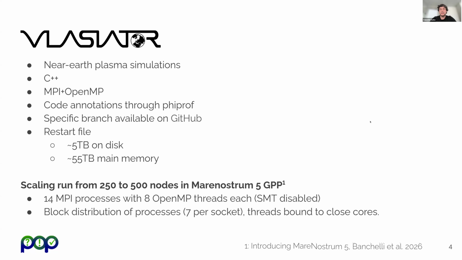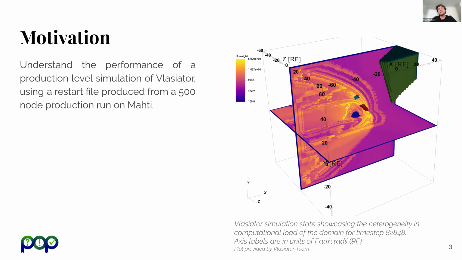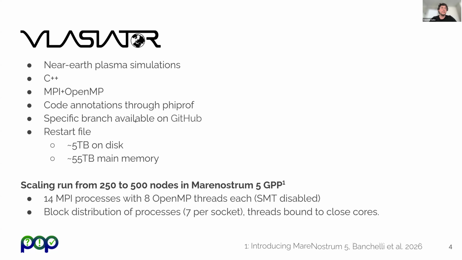For this restart file, this basically is a simulation they did on Mahti of a production run, and the idea was to analyze what we can see with the BSC tools, or as a POP CoE, where they could improve performance. So we basically collaborated. They shared with us the 5 terabyte restart file from this production run, where the simulation is not in initial state, but we have a fully developed sparse adaptive mesh in both spatial and velocity space. In total, this input takes about 55 terabytes of memory.